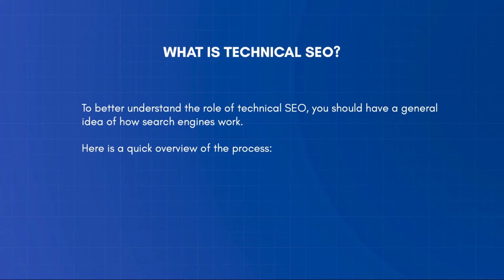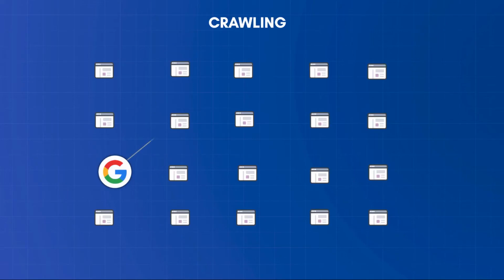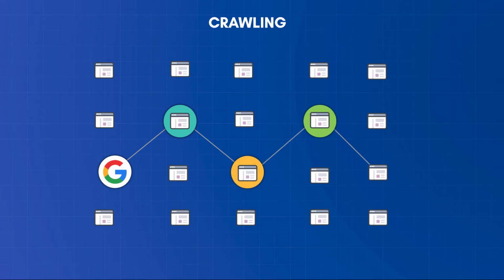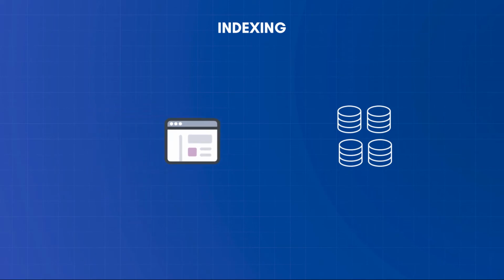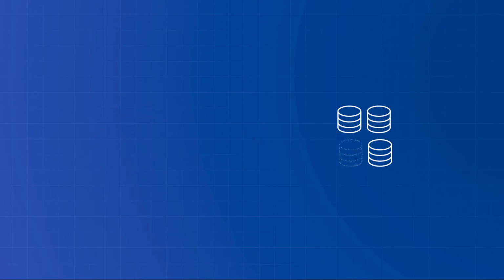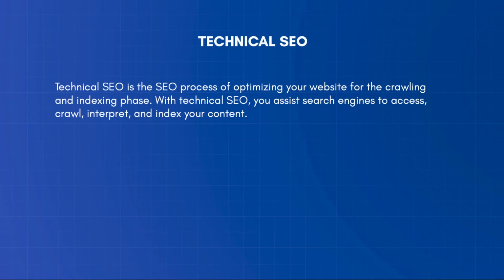The first step taken by search engines long before answering a search query is the crawling and indexing process. During this process, search engines are looking for publicly available web pages to add to their index. They discover, read, and organize these pages into their database so that they are later accessed by the ranking algorithms to provide precise answers to the queries entered by users. Technical SEO is the SEO process of optimizing your website for the crawling and indexing phase.